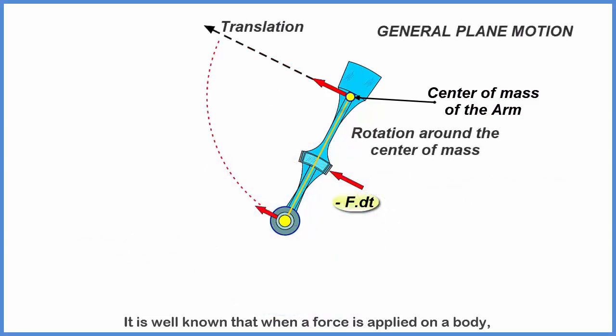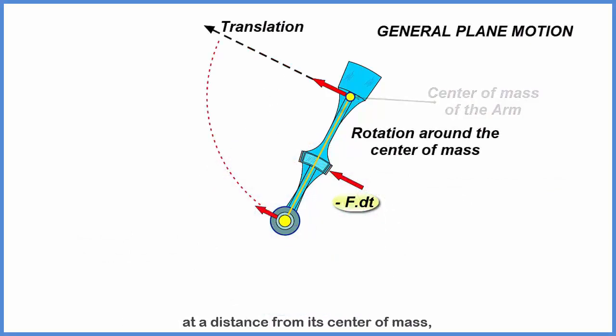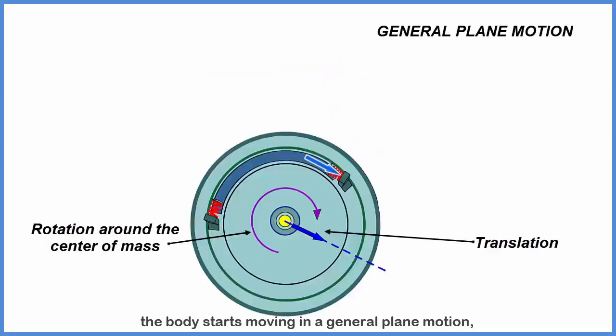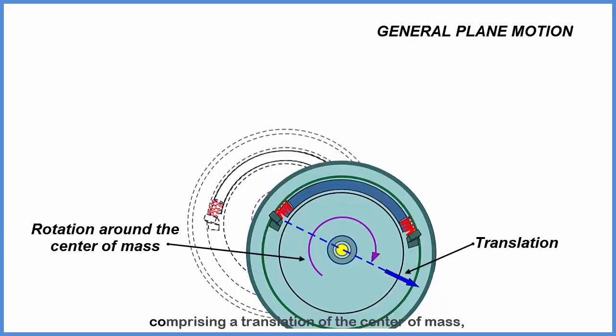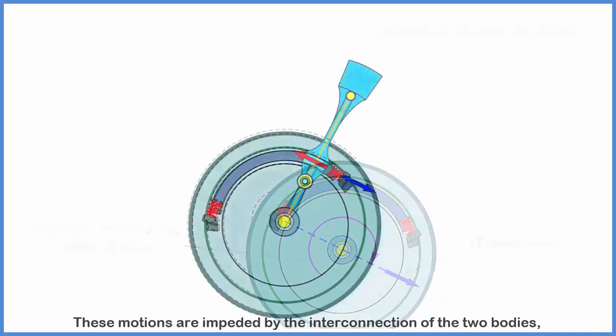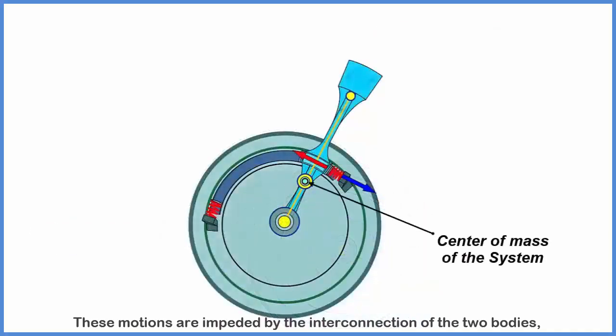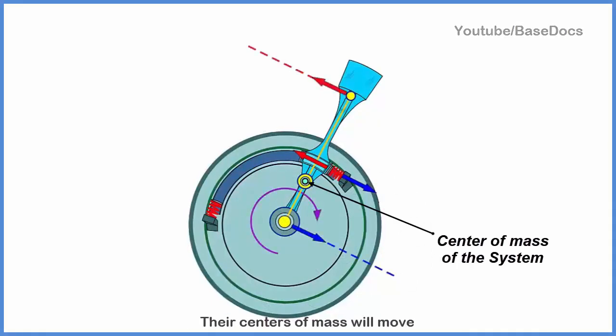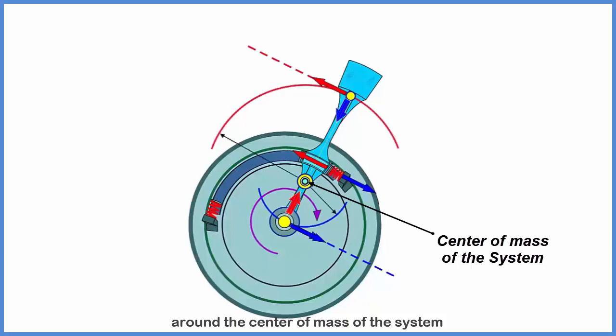It is well known that when a force is applied on a body, at a distance from its center of mass, the body starts moving in a general plane motion, comprising a translation of the center of mass and a rotation of the body around its center of mass. These motions are impeded by the interconnection of the two bodies, as described in other videos of this channel. Their centers of mass will move around the center of mass of the system.